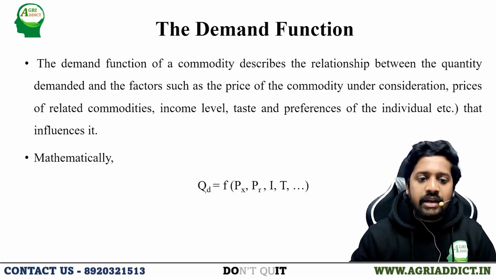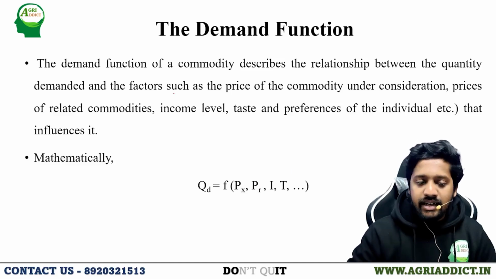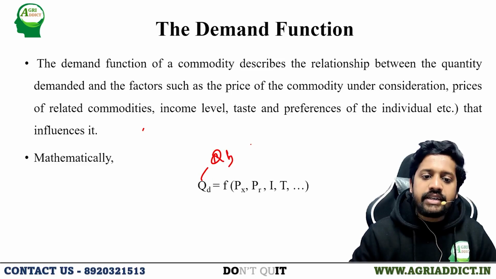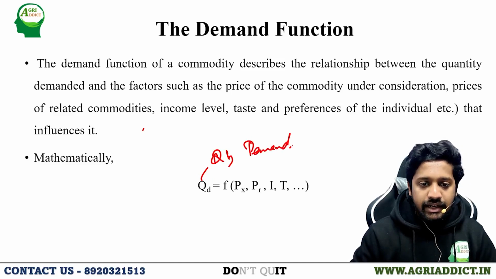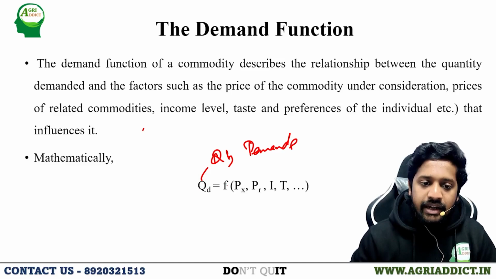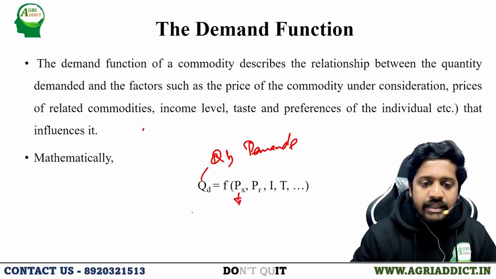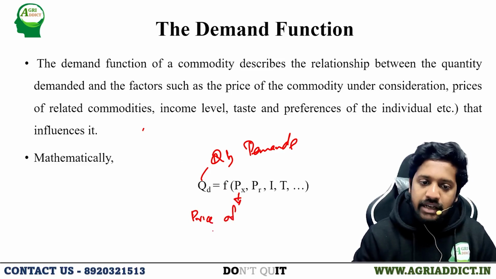Mathematically it is given by QD = f(Px, Pr, It, etc.). QD is nothing but the quantity demanded. So quantity demanded is a function of these many elements. What is Px? It is the price of the commodity, the price of the same commodity.